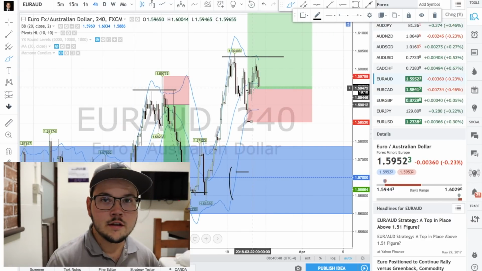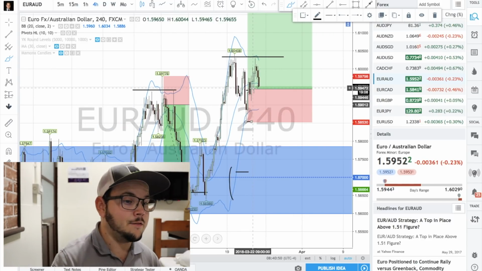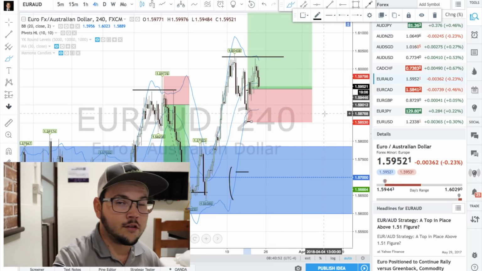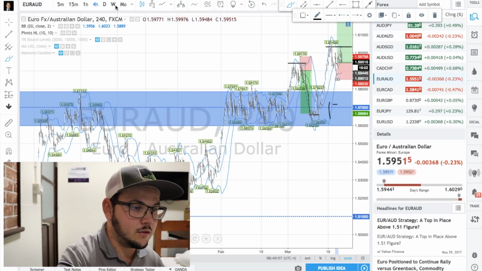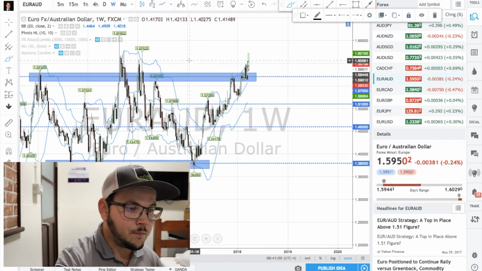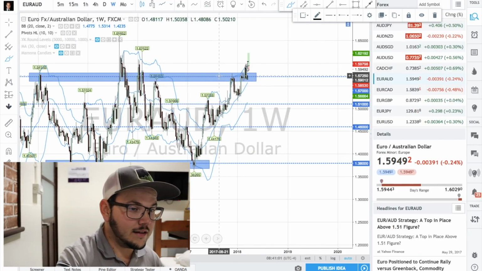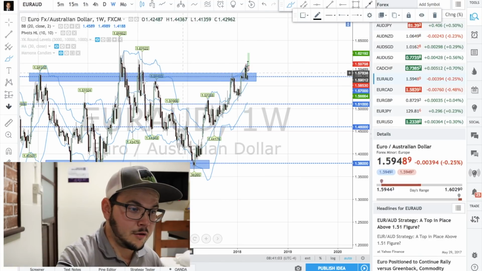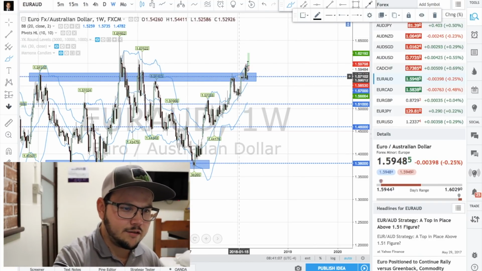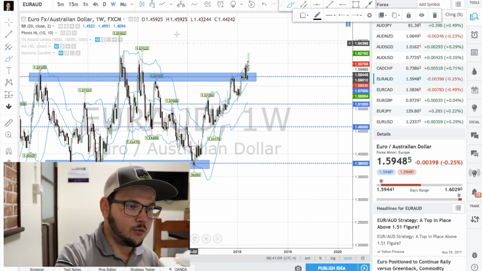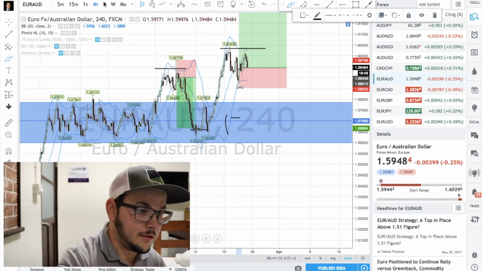And if the move to the upside is going to work out, 3 to 1 is easily achievable, because take a look at the weekly chart. If you're going to push above and start to trend above this 1.60 zone, for sure you're going to reach 3 to 1. That would really make sense.